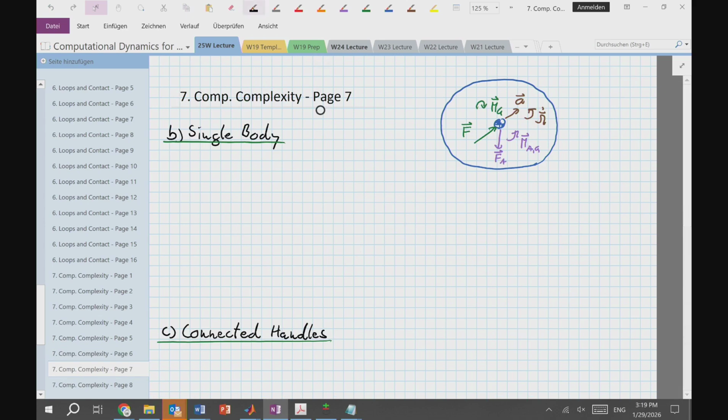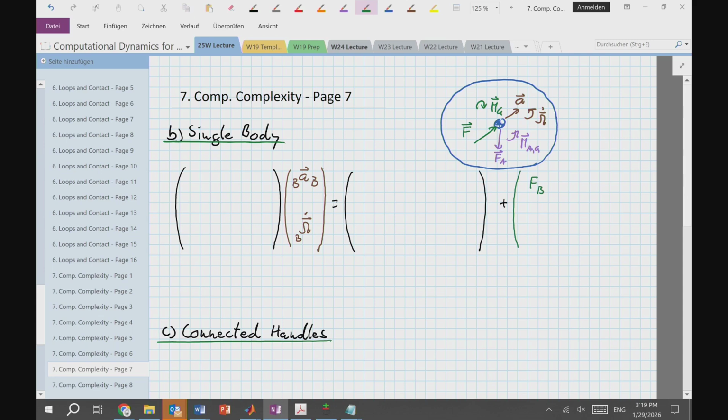And I want to start with a single body. For a single body, I have to write this relationship between accelerations of the center of gravity, angular accelerations, and the forces that are acting on this body. I have to write that somehow in this form. So this would be the force on the body. This would be the moment, in this case, about the center of gravity of the body.